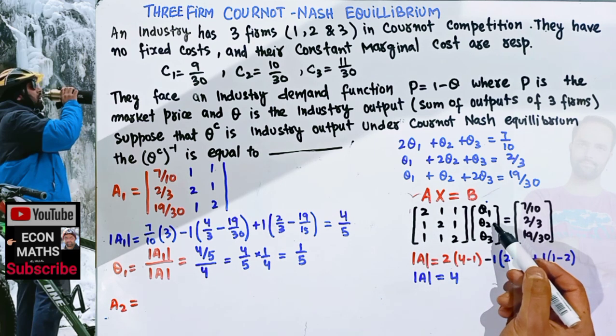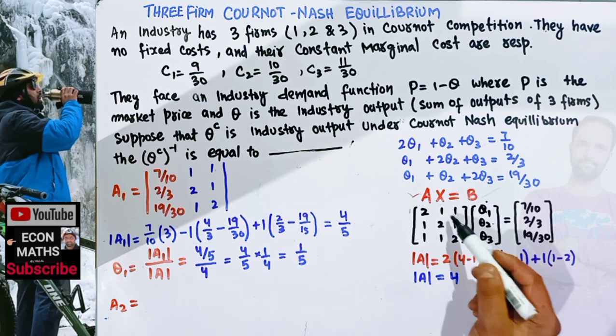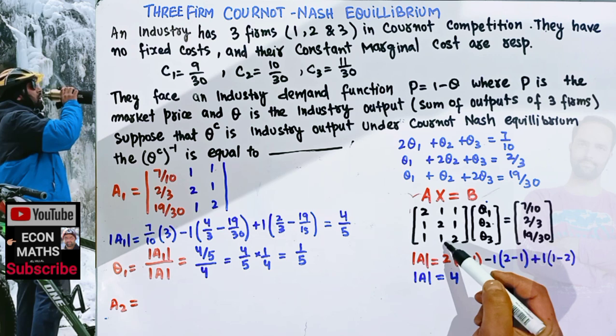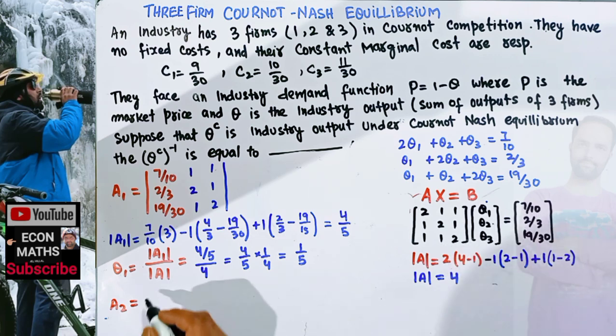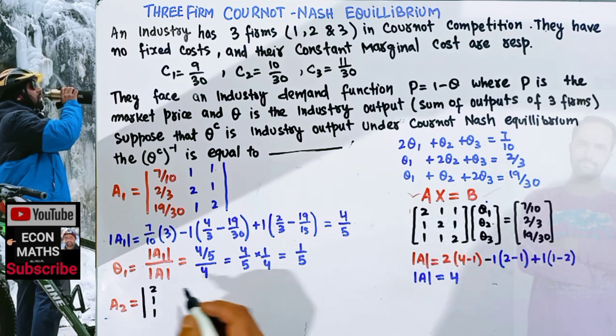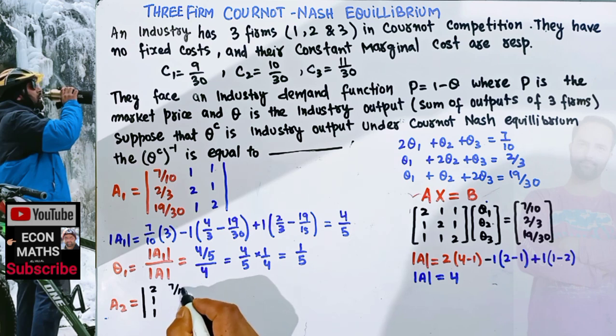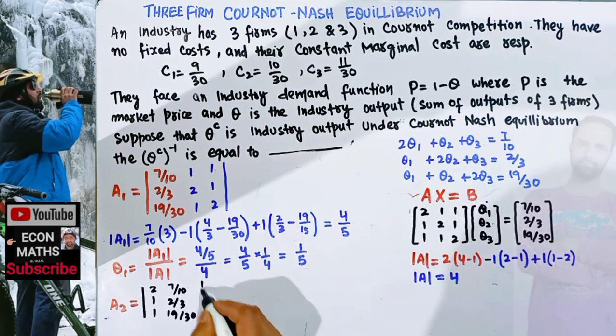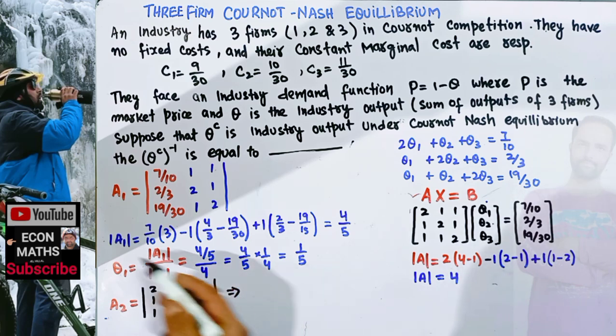To find the value of this q2, we form a new matrix in such a way that we replace the second column of the coefficient matrix with the vector of constant terms. That means our new matrix will be 2 1 1; in place of 1 2 1 we have 7 upon 10, 2 upon 3, 19 upon 30; then we have 1 1 2. Okay, then we take its determinant in this fashion.